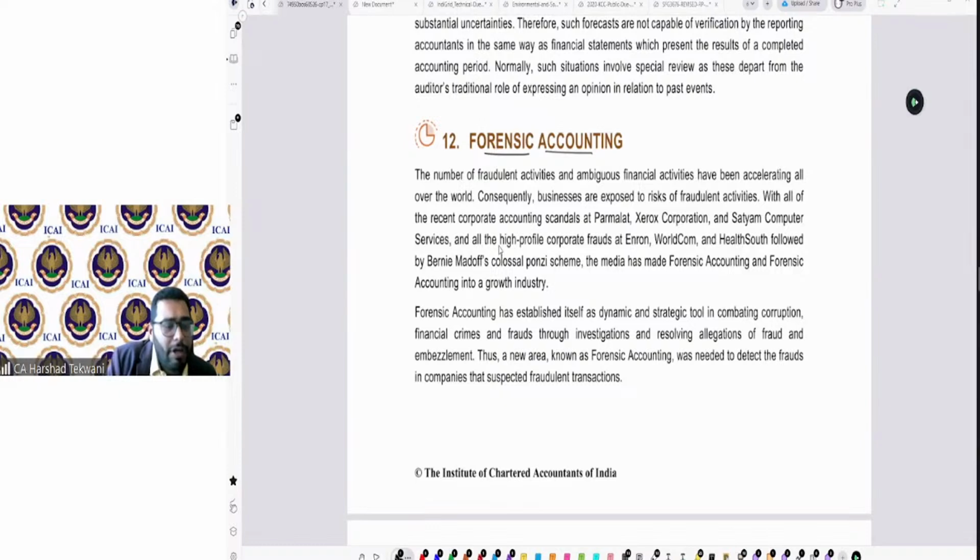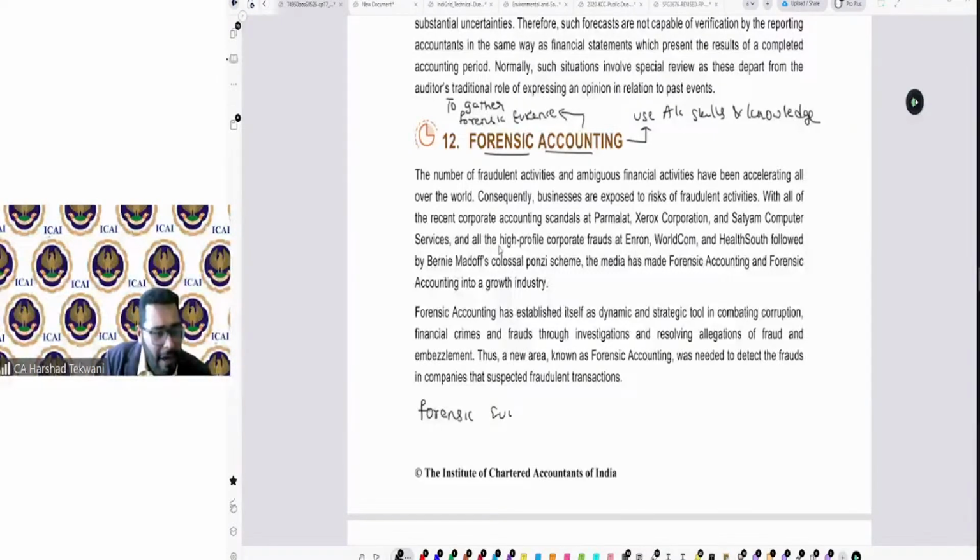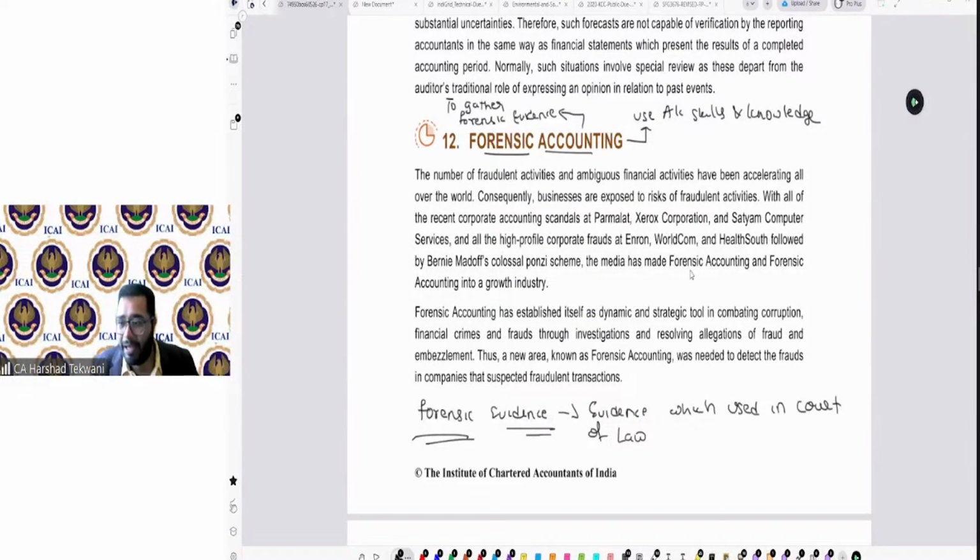So when I talk about forensic accounting, it is using accounting skills and knowledge to gather forensic evidence. Now you will ask, what is forensic evidence? Forensic evidence means evidence which can be used in a court of law. That is forensic evidence basically. When you use the skill and knowledge of accounting to gather forensic evidence about a subject matter, that becomes forensic accounting.